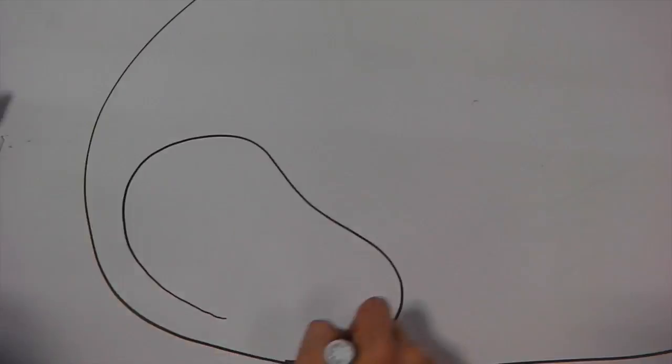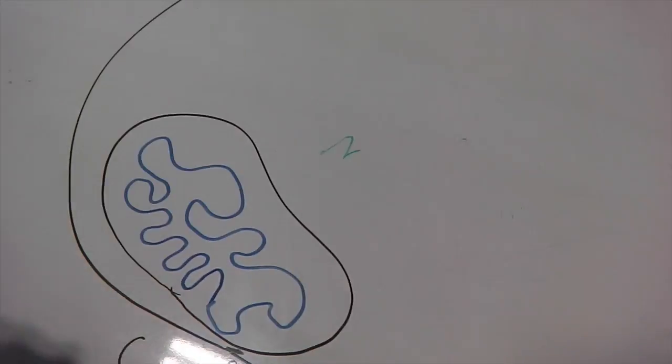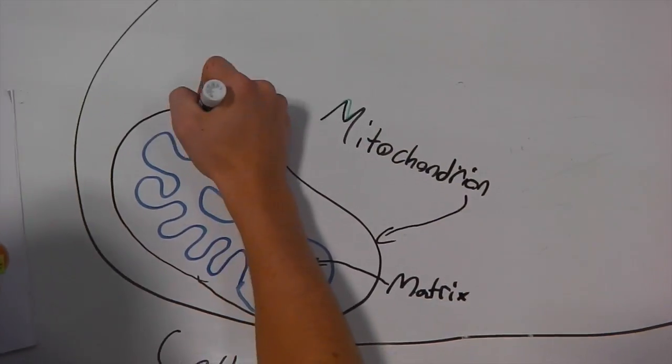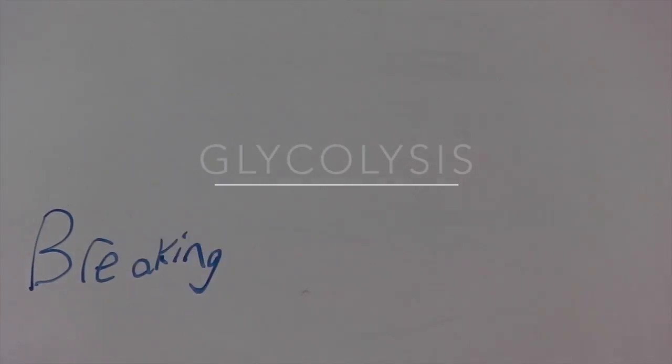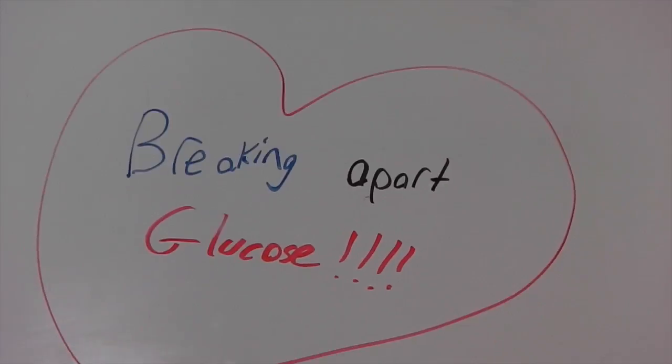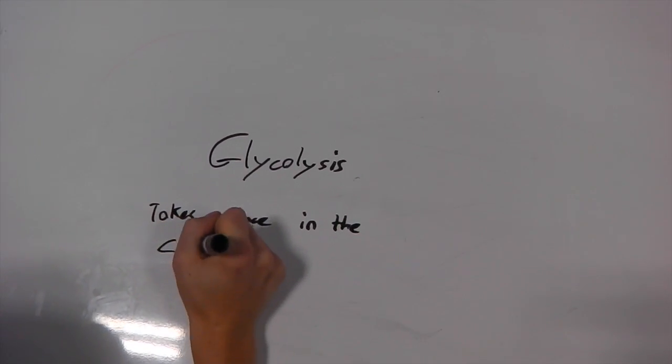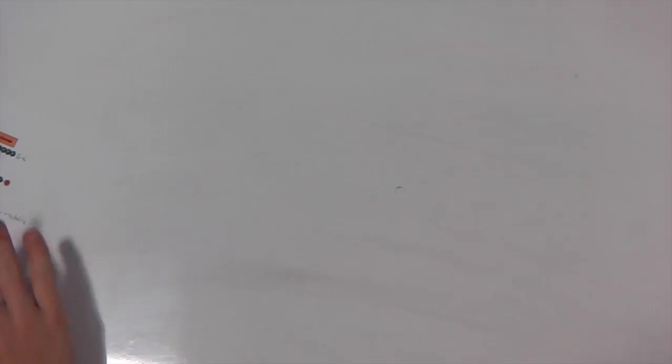This is the cell, and inside is a mitochondrion. Inside the mitochondrion, the squiggly thing is a matrix. Glycolysis. Glycolysis takes place in the cytoplasm of a cell.